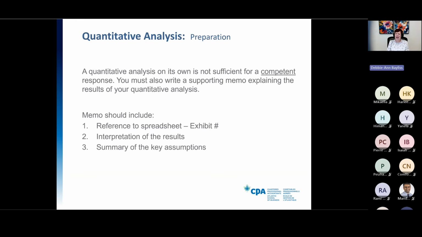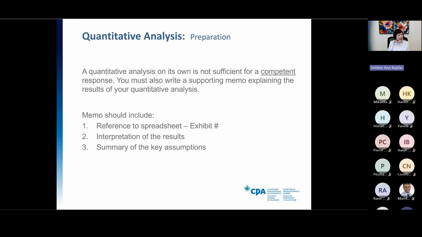A quantitative analysis on its own, even if it's perfect, is not sufficient for a competent response. You must also write a supporting memo explaining the results of your quantitative analysis. And that's not simply saying, please see Exhibit 1. The memo should absolutely reference the exhibit number. You should state what the amount is. So in other words, if NPV is 100,000, bracket C Exhibit 1. Provide an interpretation of the results.